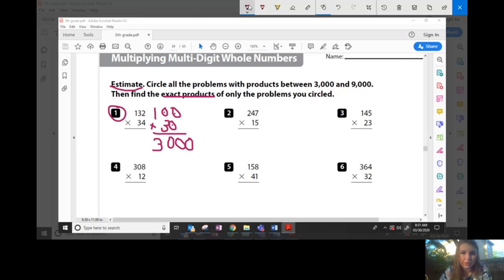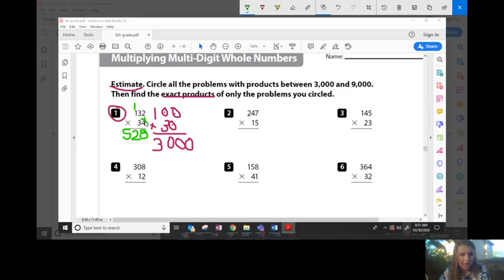So I'm now going to go through the steps of multiplying using this standard algorithm. So start with my ones times my ones. So 4 times 2 is 8. Now my ones times my tens. 4 times 3 is 12. Write the 2, and I'm going to regroup the 1 into the hundreds place because I was just multiplying with the tens. 4 times 1 is 4, and then plus 1, 5. So 5 in my hundreds place.